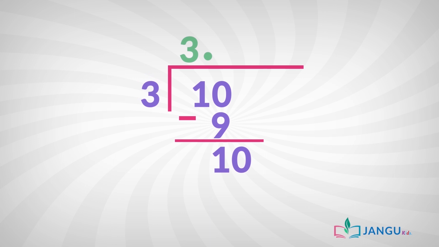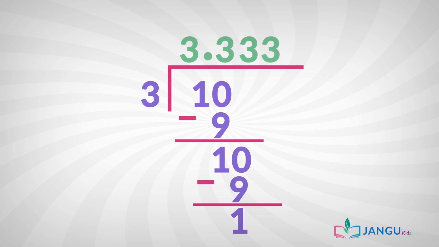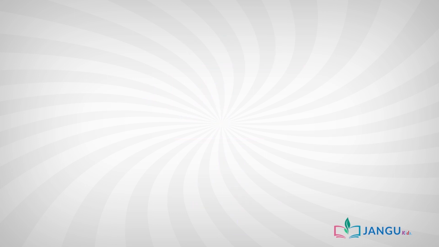This gives us 3 again. So we write 3 on top and multiply 3 by 3 again. This gives us 9, which is written under 10 and subtracted from it. What are we left with? 1 again. If we look at the solution well, we would notice that no matter how many times we divide, we will keep getting 0.333 till infinity. Therefore, we can stop after trying it 2 times.